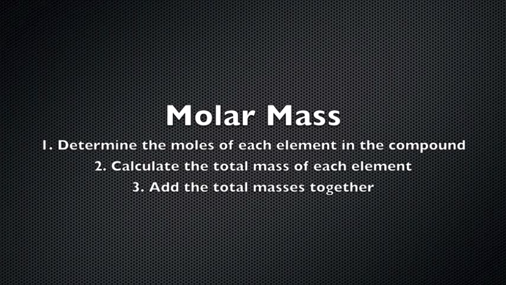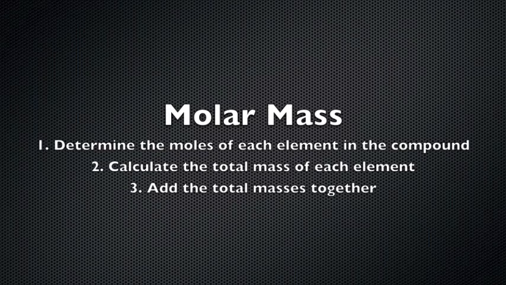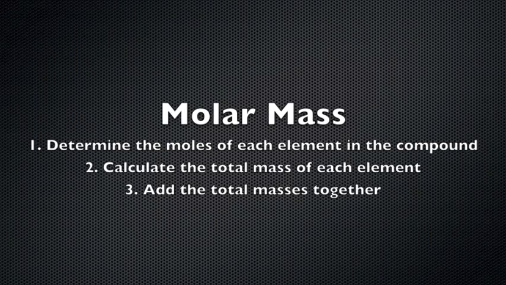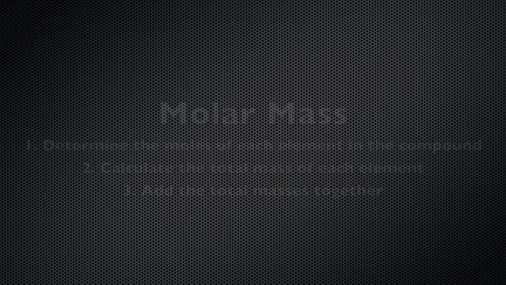To find molar mass, first you have to determine the moles of each element in the compound. Then you have to calculate the total masses of each element, and finally you add the total masses together.